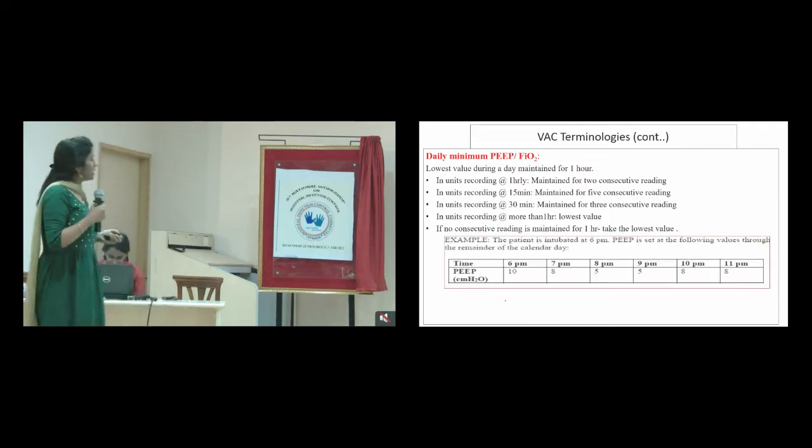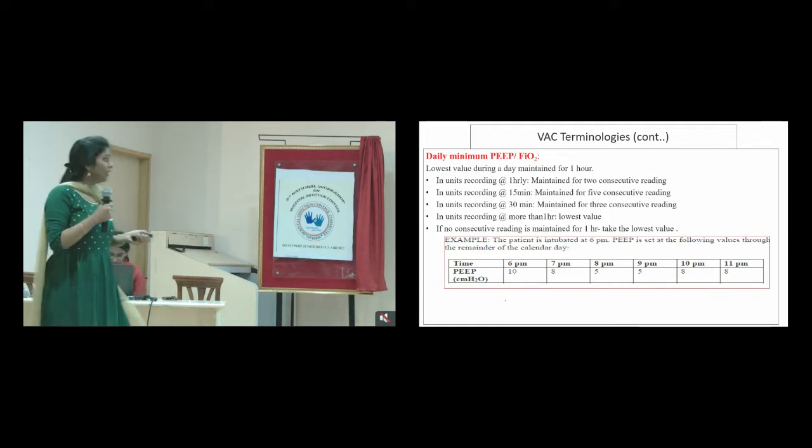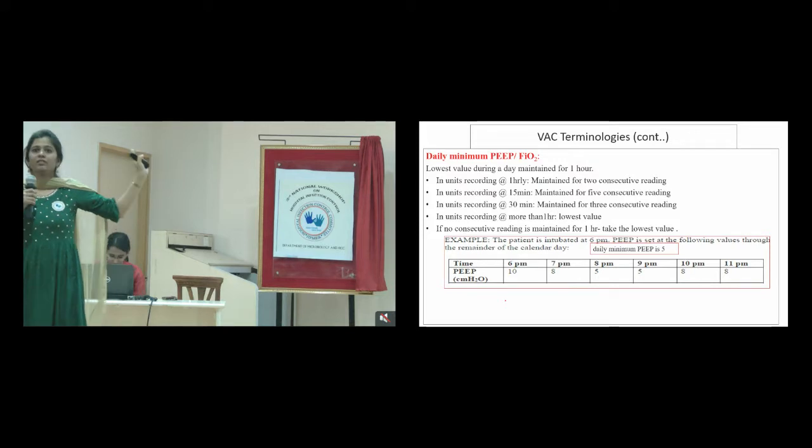Okay. In this example, can you tell me what is the daily minimum PEEP value? You have recording every hour. So how many consecutive readings do you look for? Yes, you look for 2. So what is the answer here? So all of you are clear with this example? Anyone has doubt?